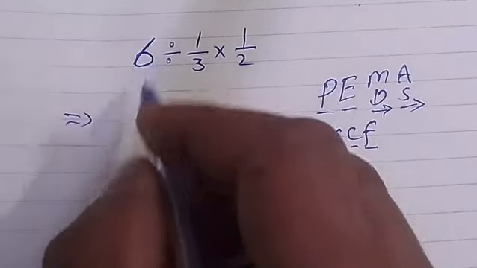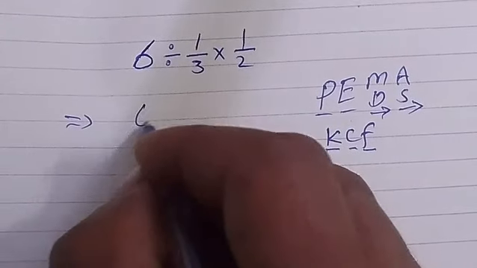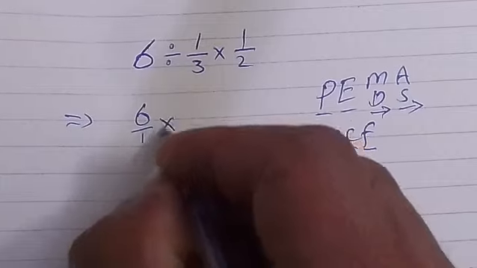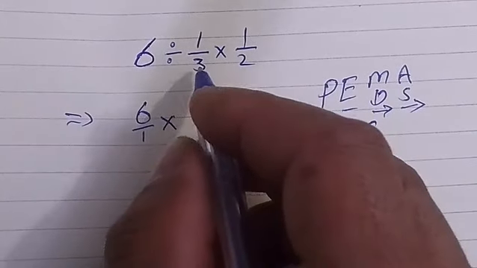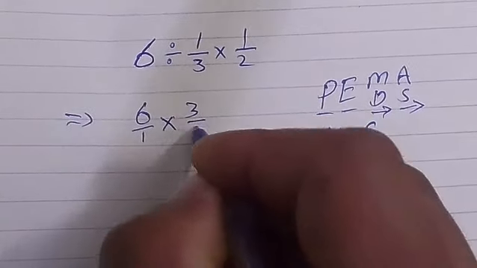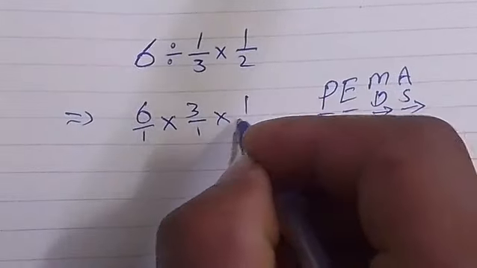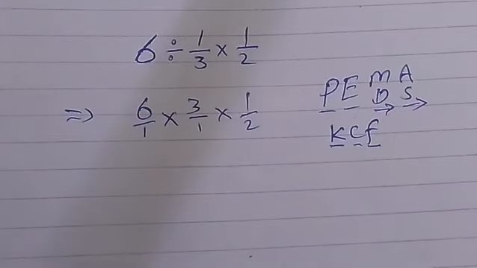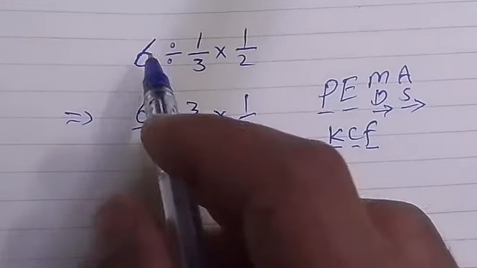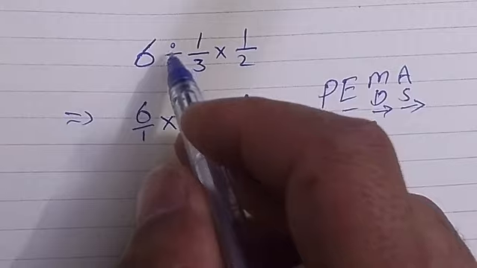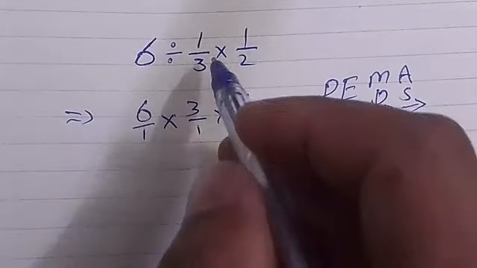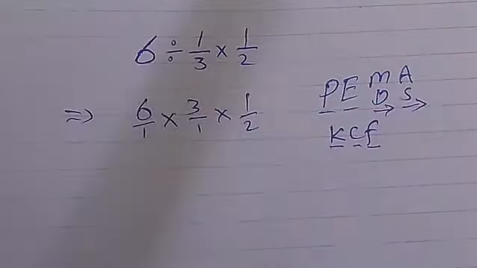So we keep the first fraction, 6 over 1, multiply by 3 over 1 and multiply by 1 over 2. Now we keep the first fraction, and division changes to multiplication, and we flip the second fraction.